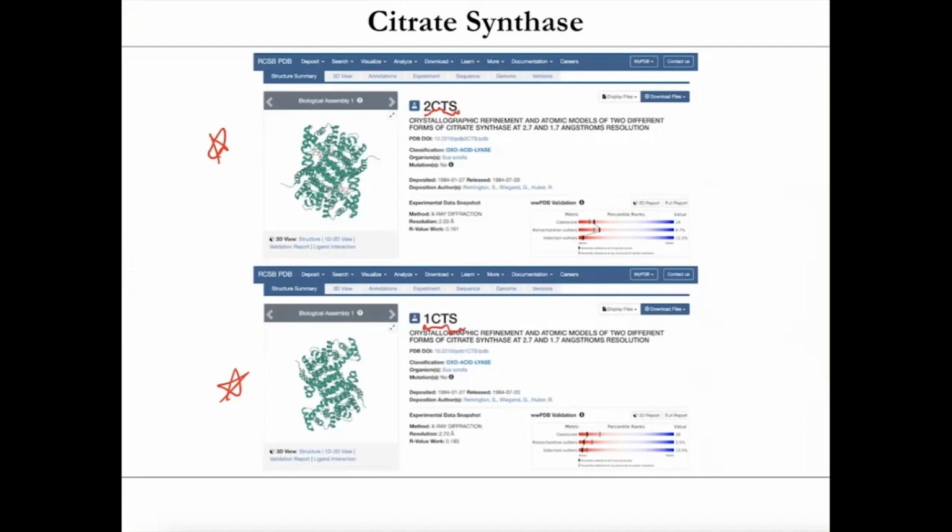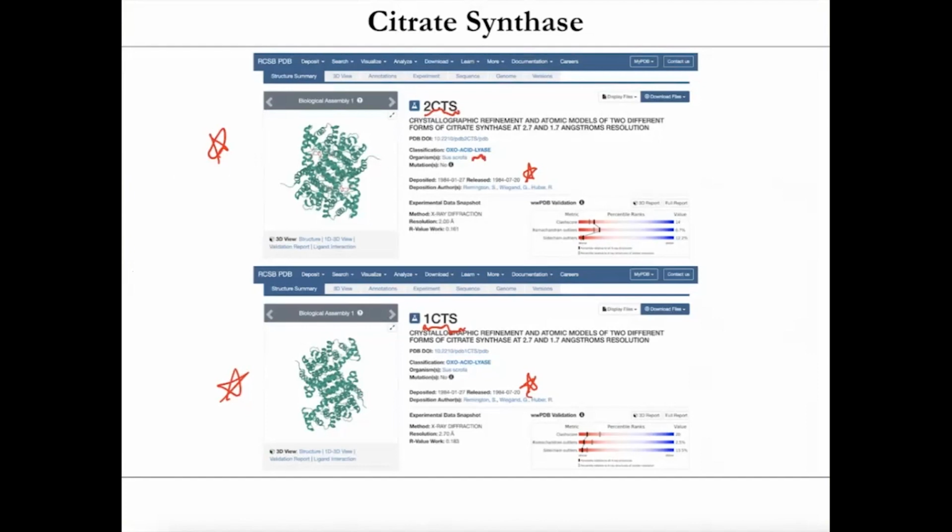And so these were also deposited a long time ago, the year I was born, in 84, and that's probably why they got such good codes. So CTS for citrate synthase. Nowadays, you just get a random code if you deposit a protein structure. And so both of these are actually porcine citrate synthase.